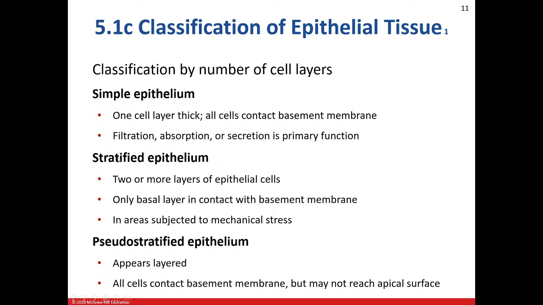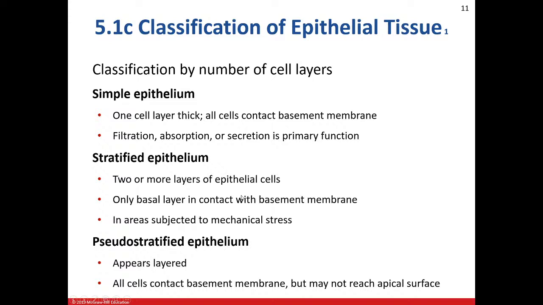All right, next up, we have stratified epithelium, which has multiple cell layers. It's two or more layers thick, but it's almost always several layers thick. With the stratified epithelium, only the bottom row is in contact with the basement membrane. That's true of simple epithelium also, but in simple epithelium, you only have the bottom row.